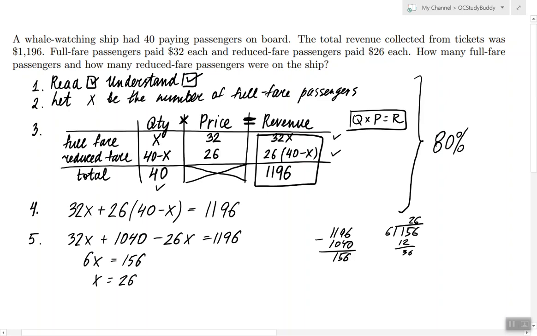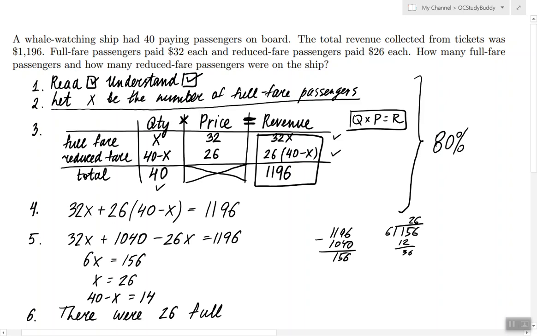However, this doesn't answer the question, because the question was about how many both reduced fare and full fare passengers were on the trip. So we also have to find the quantity 40 minus x, which is 14. So now we're ready to answer the question. There were 26 full fare, and this is when actually step 2 is useful. By now I already forgot what x was, but just by looking at step 2 I see it's the full fare passengers. So there were 26 full fare and 14 reduced fare passengers.